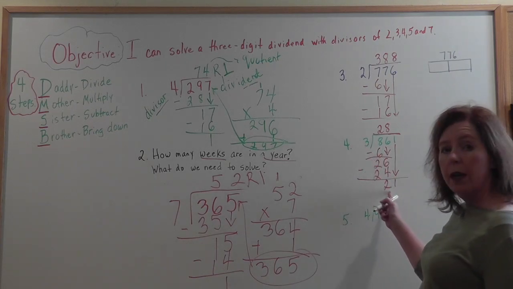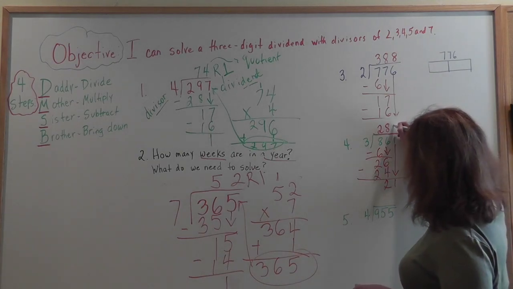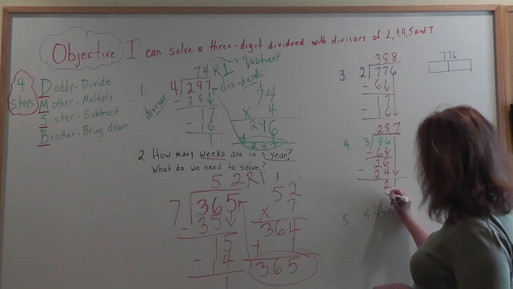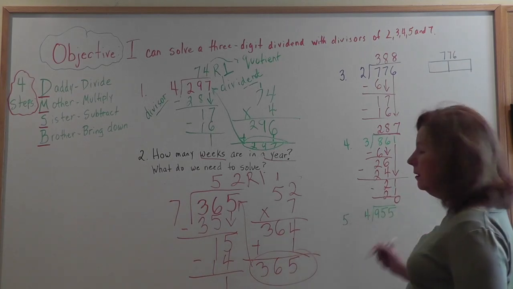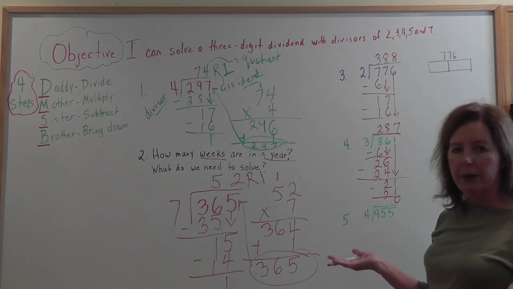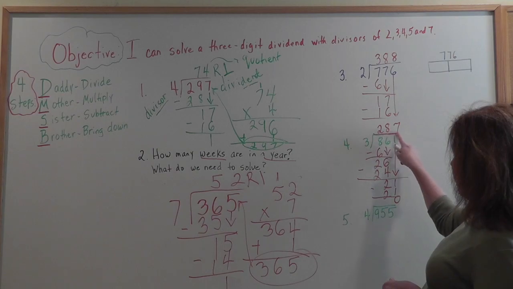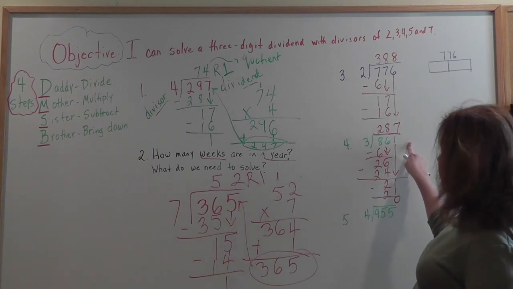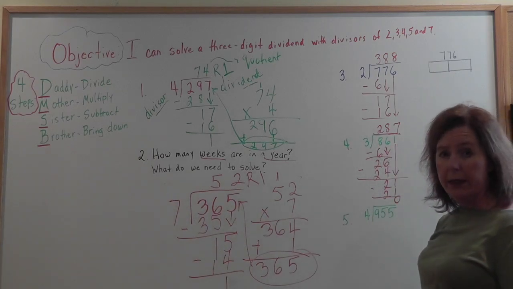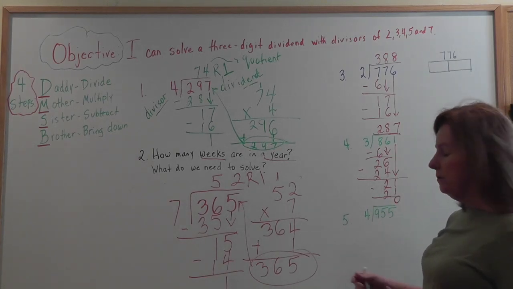3 can go into 21 7 times because I know 3 times 7 is 21. So I'll put my 7 here. That's 21. I subtract, 0. No remainder. Okay, and if I wanted to check my work, I would go 287 times 3 and should get 861. And that would match my dividend. So if it matches your dividend, you had it right.